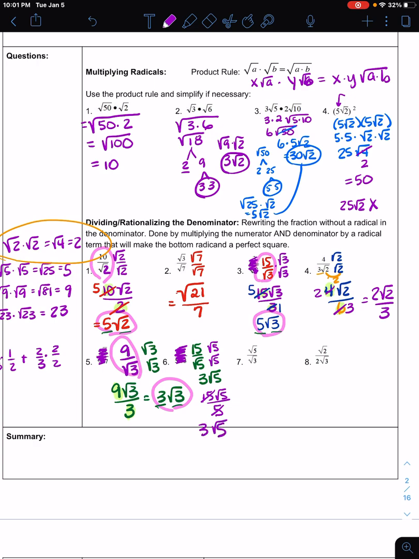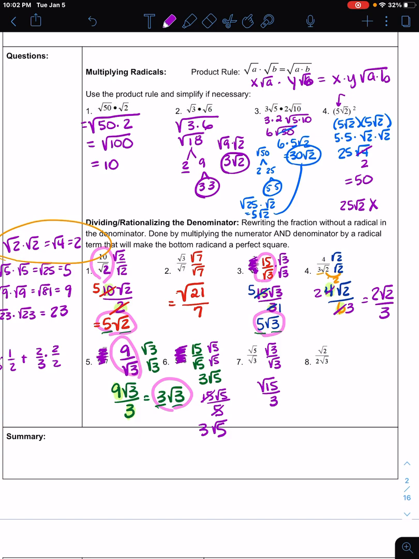Now notice on 7 that doesn't work that way. On 7 you have the square root of 5 and the square root of 3. Those don't go into each other, and so you would multiply by whatever's on the denominator. So we have root 5 and root 3. That gives me root 15, because I can multiply those two together because they're both underneath the radical. And then root 3 times root 3 is 3. Now, this is different, okay? Don't go any further with this.